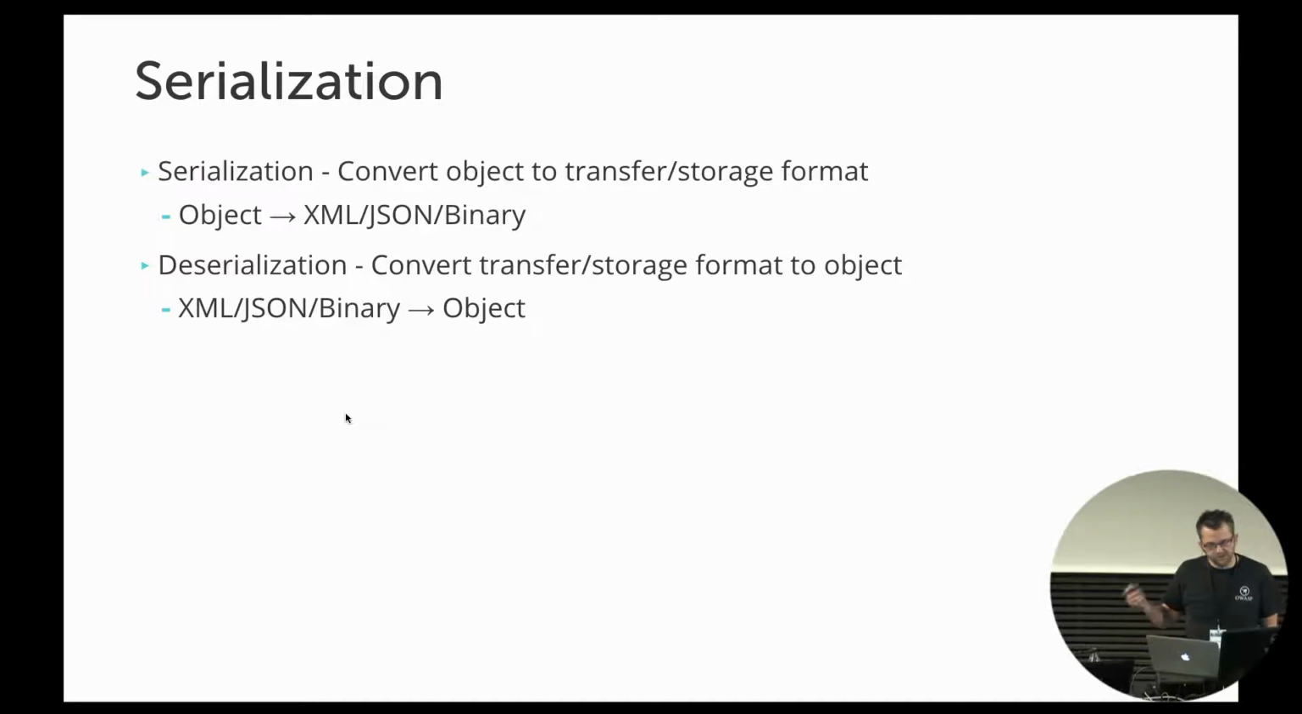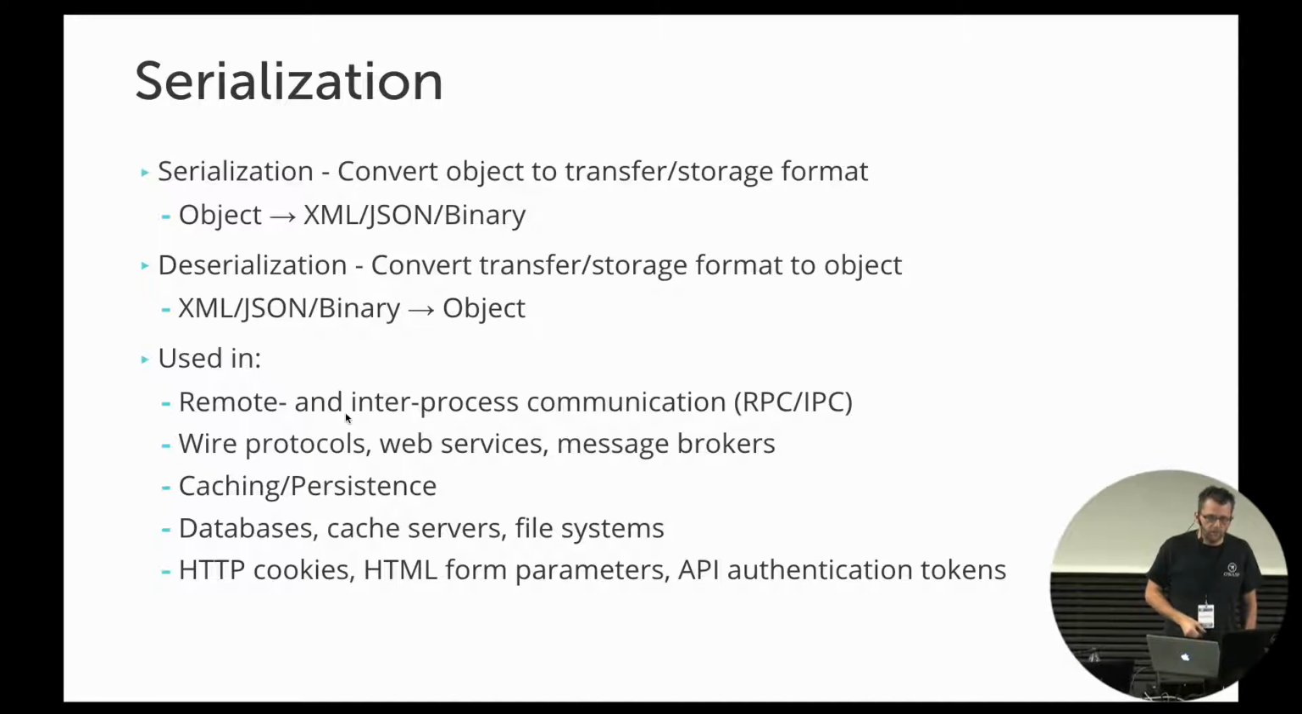And deserialization is the reverse. Once we receive this content, we try to convert it back into a Java object or a .NET object or something else, a PHP object. And this is used everywhere. We're using this in all kinds of calls, in all kinds of REST and web service interfaces, in wire protocols and web services, caching, databases, et cetera. So we're passing these objects back and forth, serializing and deserializing them and sending them back and forth.